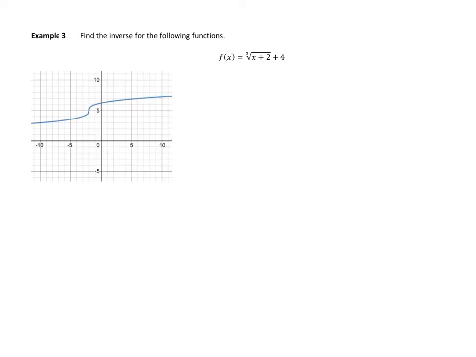In example 3, I'd like to find the inverse for this function provided that it exists, because it's possible that, well, maybe there is no inverse function. So here I have the graph of this function, and I'm going to ask the question of, does this thing pass the horizontal line test? That is, does every horizontal line go through the graph at most once? Or can we find one horizontal line that goes through the graph twice?